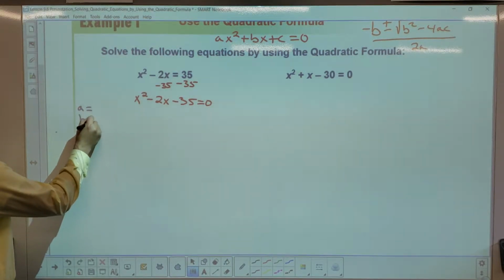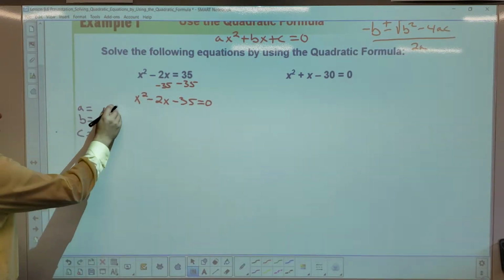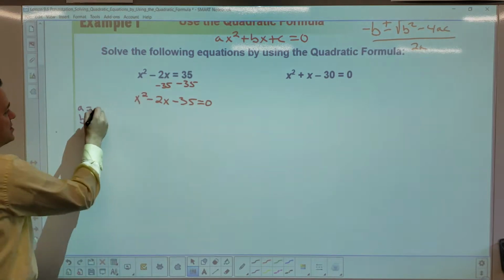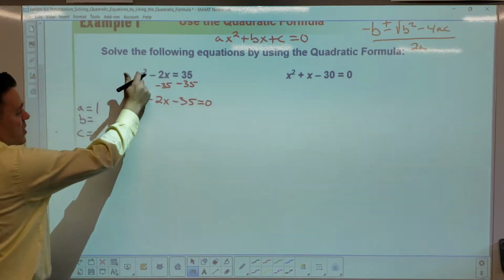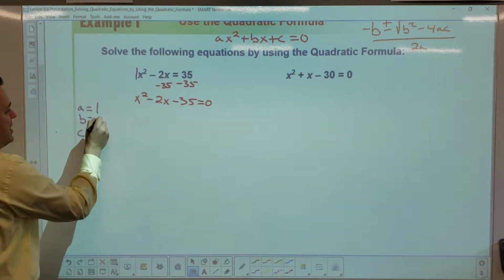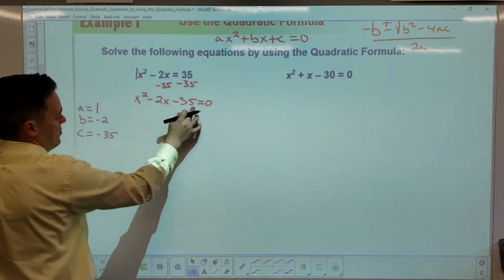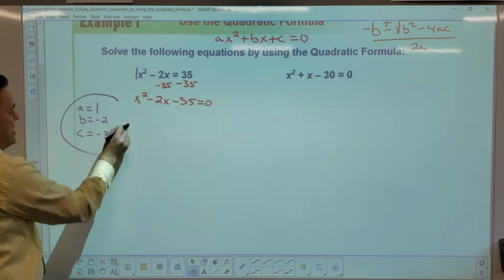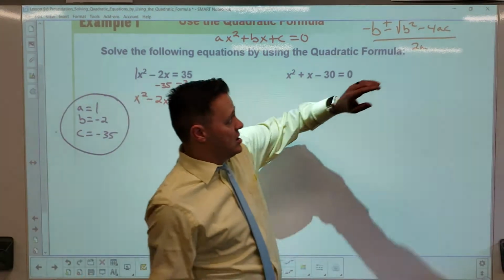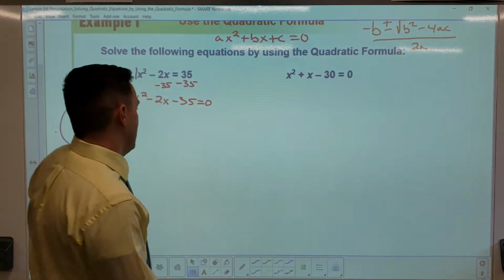First thing you need to do is tell me what your a, b, and c coefficients are. So a for this one is 1. It is not x squared, it is the number in front of it. b is negative 2. c would be negative 35 right here. So now that you have these, you take these numbers and you plug them into this quadratic formula.